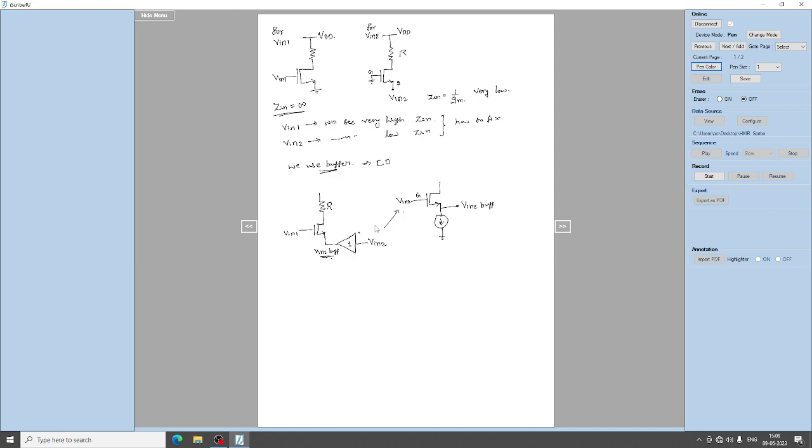So now here what happens, V in 1 can be directly given to the gate of the common source amplifier, but V in 2 cannot be given to the source terminal directly because of the very low input impedance seen with respect to the source terminal. So what we do, we connect this input signal to the source terminal through a buffer, right.